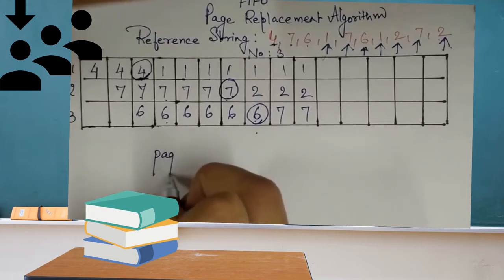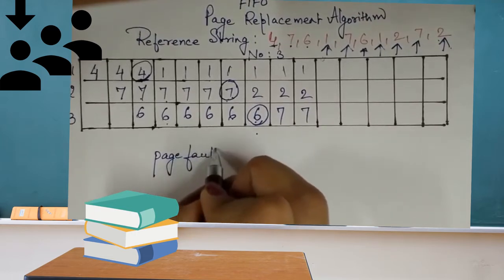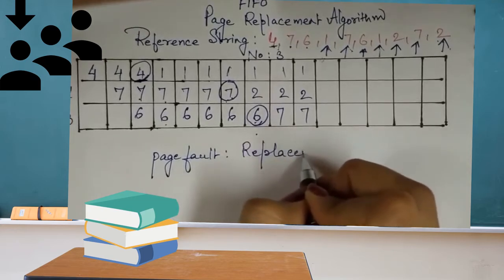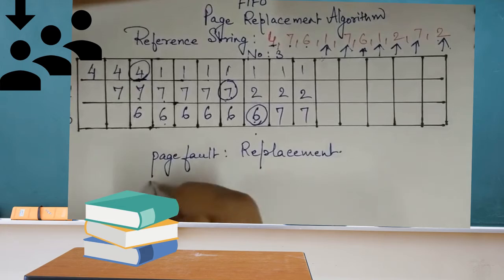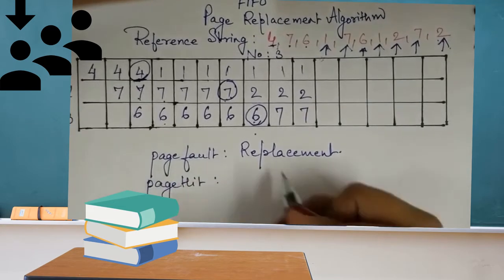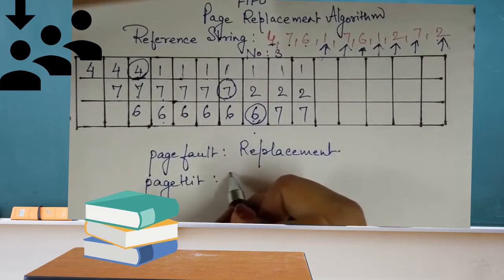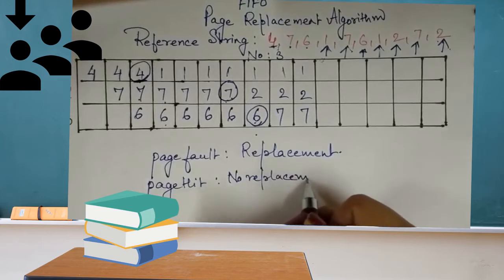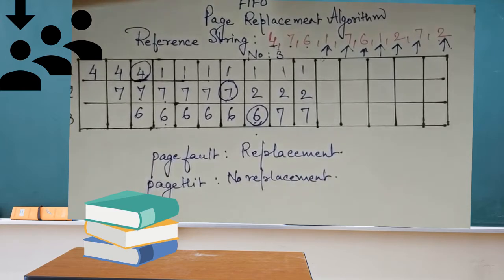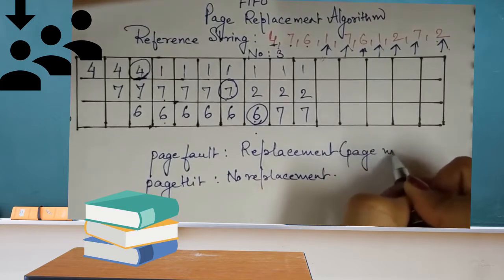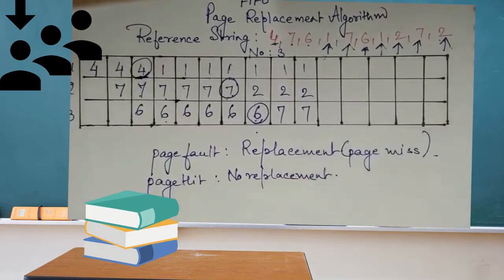Page fault is the replacement that we make, and page hit is the scenario where we make no replacement. So we need to categorize each into a page fault or a page hit. The page fault is also known as a page miss. So let's see which is the page fault and which is the page hit.